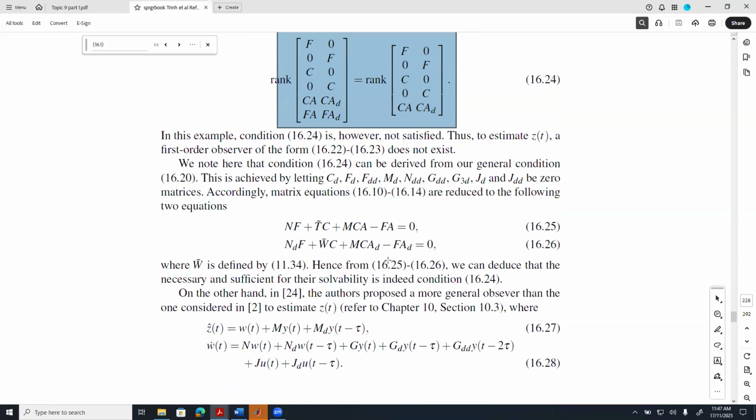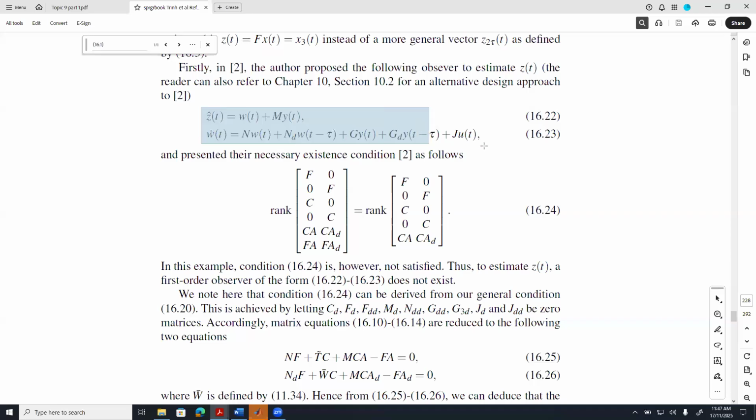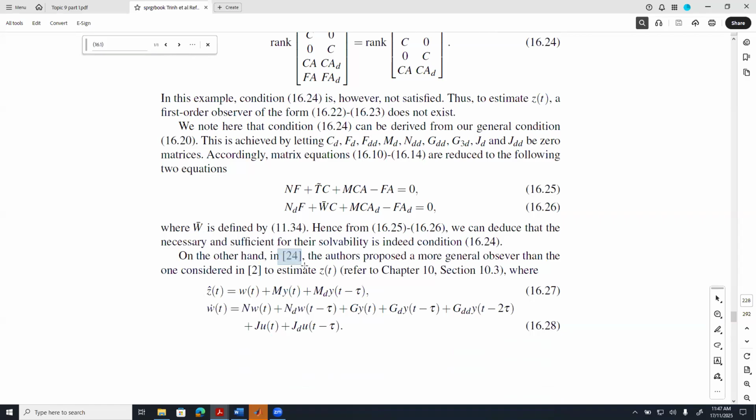And then so we know that this condition does not exist, so the observer structure of this form does not exist. And then come along the authors in this reference, who propose a more general observer. What's specific about the structure proposed by the authors in this reference is that there is an extra term MD in here, as well as an extra term in here and also there.